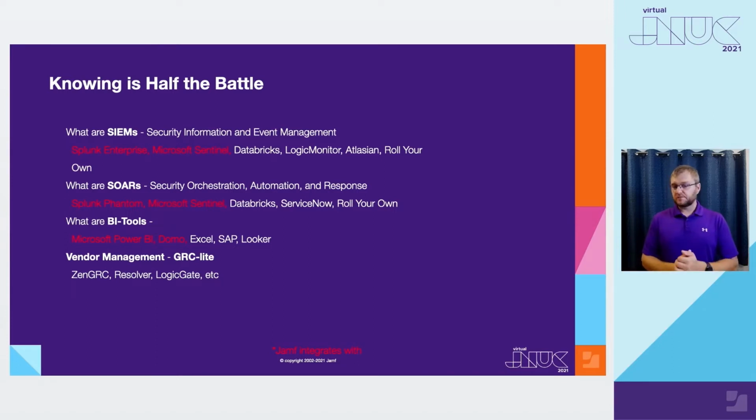A couple of these you have like Resolver, LogicGate. We personally use ZenGRC and have rolled our own custom tooling around ZenGRC for it. I highlighted in red each of the ones that we have integrations with currently. Most of these I wrote, so your Splunk, your Power BI, your Microsoft Sentinel, those are all integrations that I personally wrote.